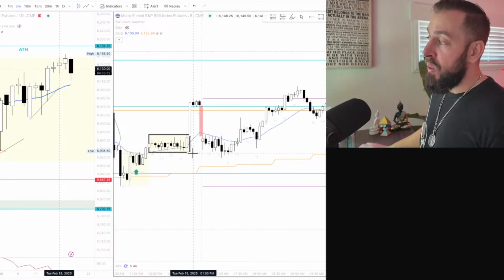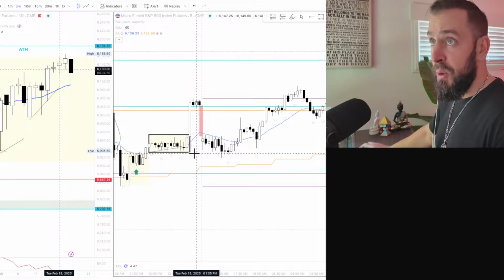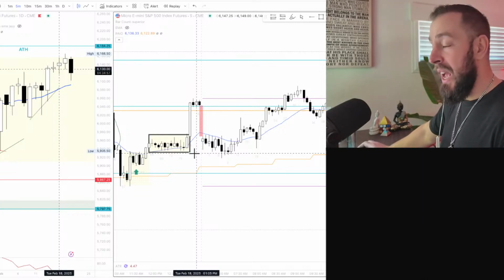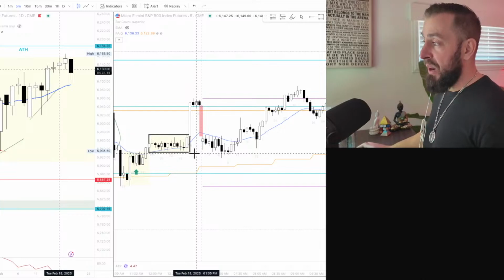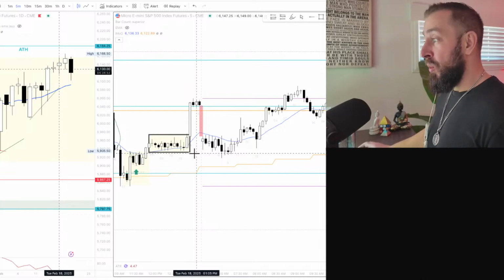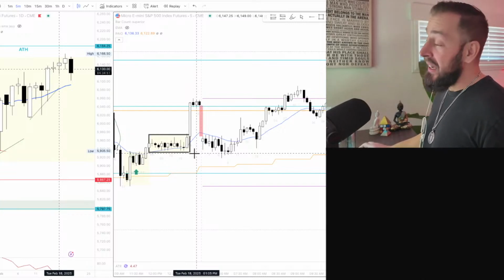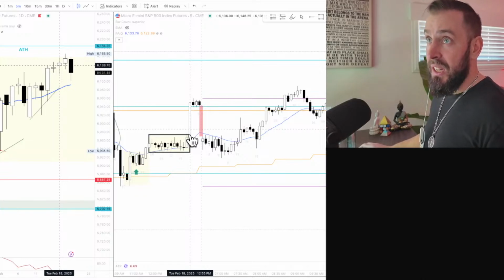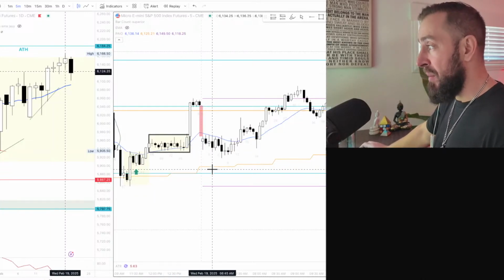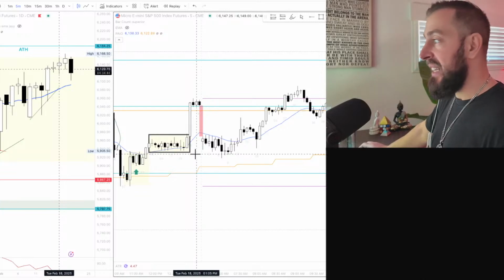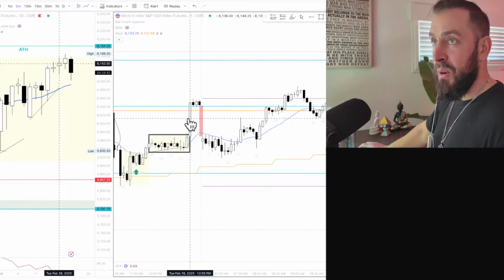However, we don't want to just assume that the breakout to the upside is going to happen. So what you need to do, and this is the breakout rule: we don't have a breakout until you see confirmation. And we didn't see confirmation until this candle right here.